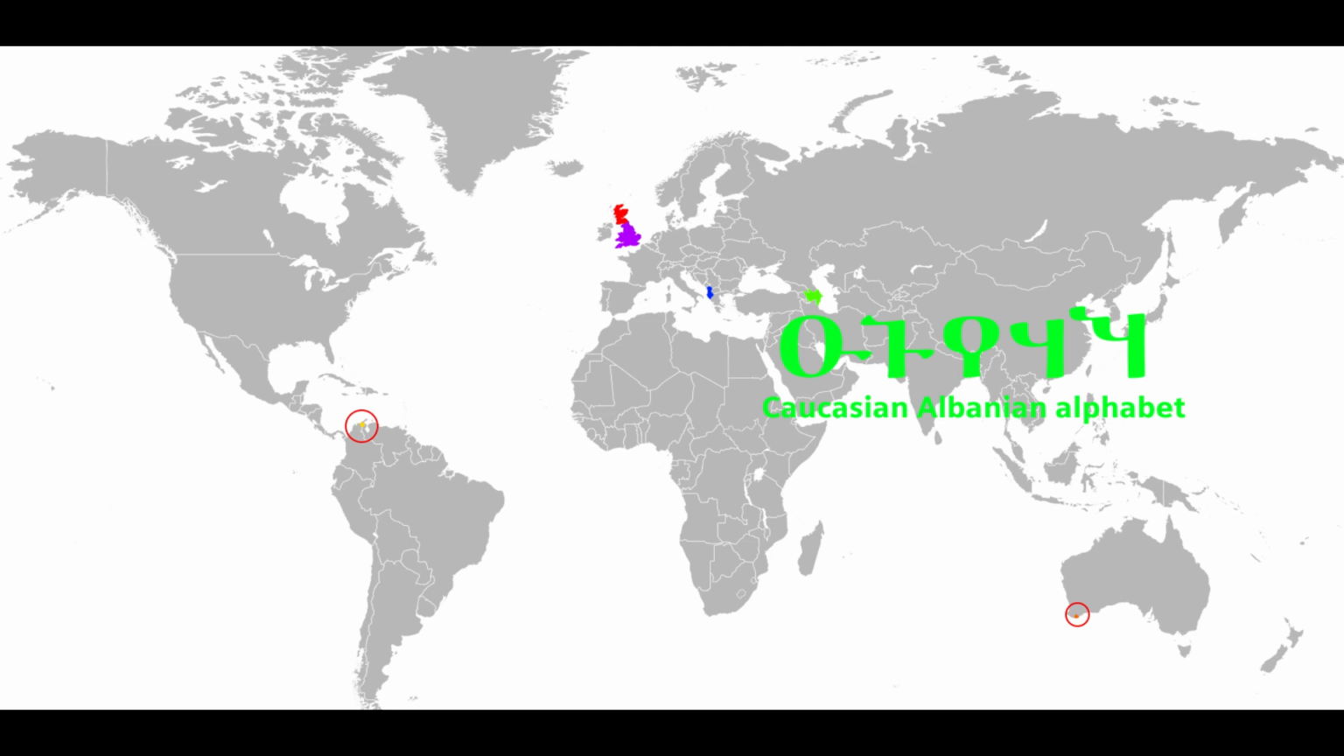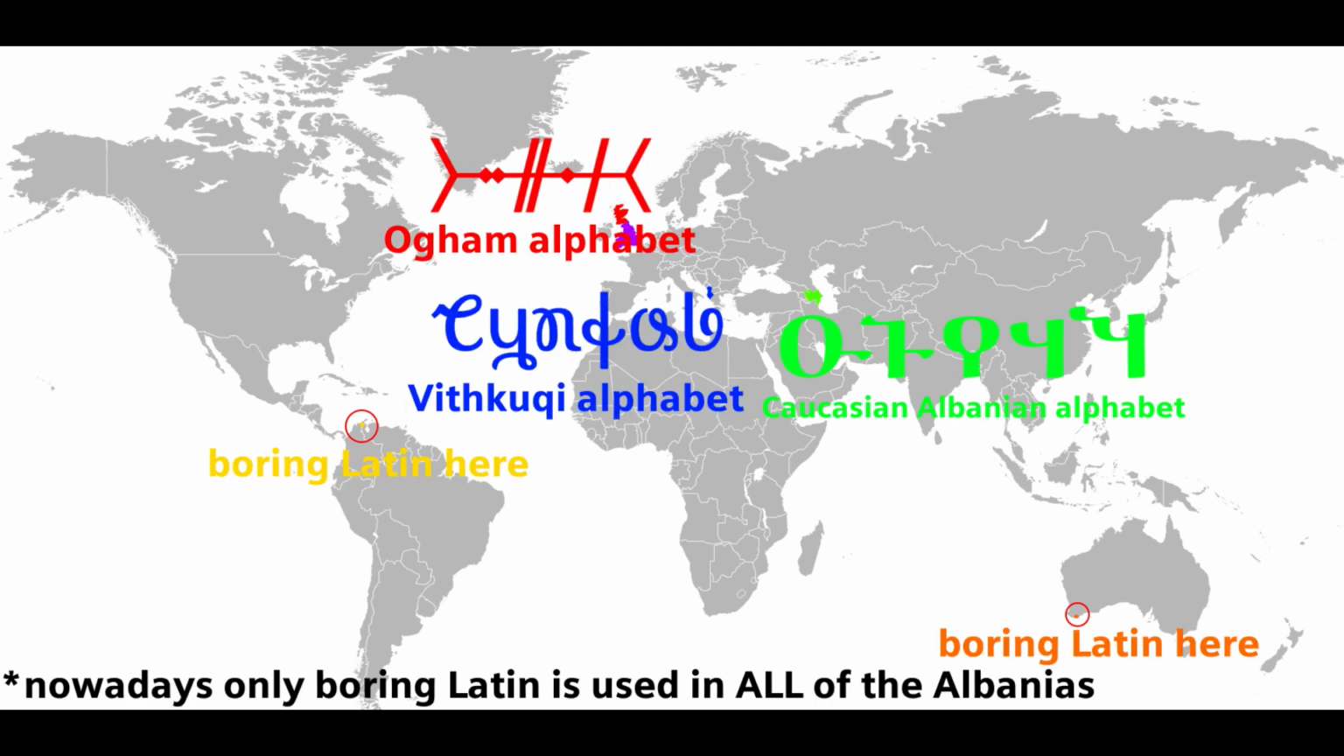Or is it? Well, maybe in the future episodes we will discuss Ogham that was once used by the ancient inhabitants of the British Isles, and Vithkuqi, which was one of the attempts of creating a unique national script for Albanian. Let me know in the comments if that sounds interesting to you. Okay, enough about the other Albanias.